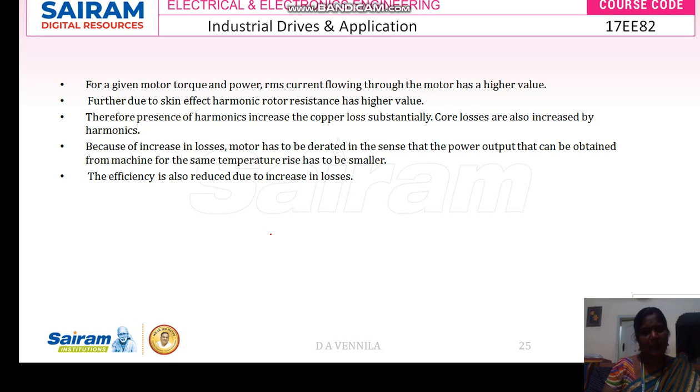If the harmonic is 5th order, then the frequency will be 5 times your fundamental component. If it is 7th order, then the frequency will be 7 times the fundamental. Because the frequency increases, your core loss and copper loss, everything will increase. So the temperature will also rise, and it will make the motor derate. The efficiency will be reduced due to losses.